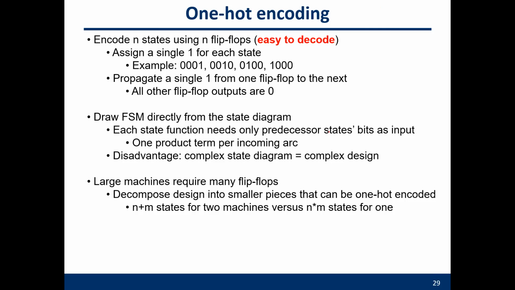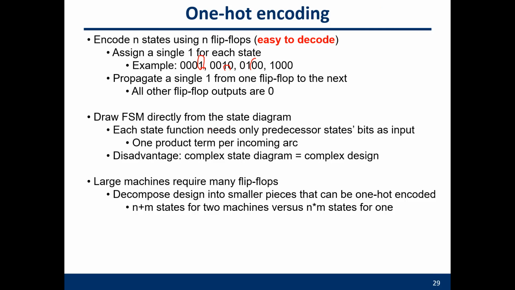During the finite state machine design, we can use one-hot encoding. We can encode N states using N flip-flops. And we assign a single 1 for each state. For example, this is the 4th state, this is the 3rd state, the 2nd state, the 1st state. And we can propagate a single 1 from one flip-flop to the next. And all the other flip-flop outputs are 0.